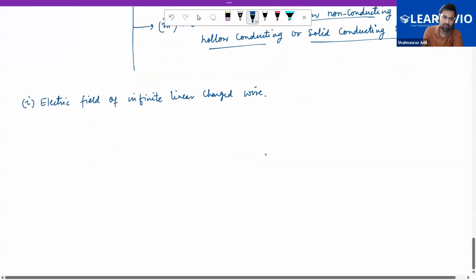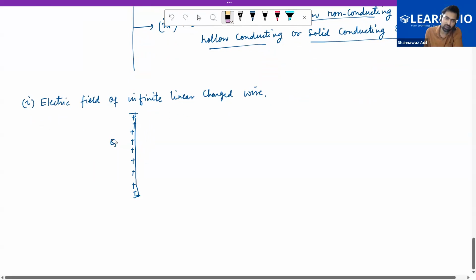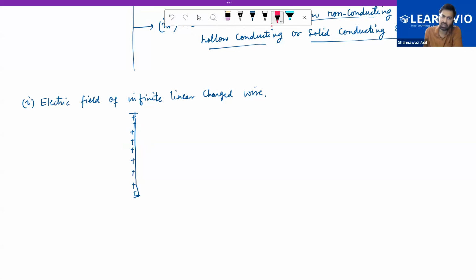So we have this wire which has infinite charge distribution, right? And its charge is, let's say, Q. So what we will do is that, let's say that from here to here, the charge is Q and the length is L. So what we will do is that we will assume a Gaussian surface like this.